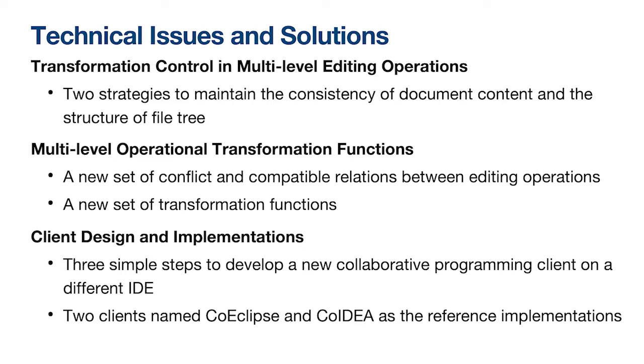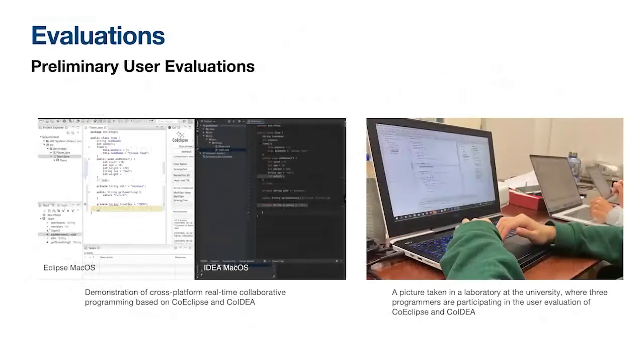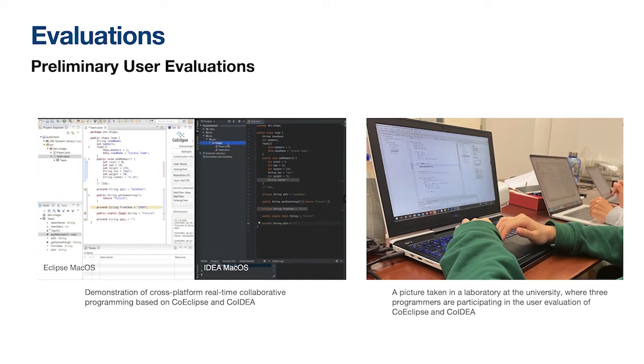We have implemented two clients named co-Eclipse and co-Idea as reference implementations based on the Eclipse and the IntelliJ IDEA platforms respectively. They can support the whole workflow mentioned before. This short animation demonstrates the process of cross-platform real-time collaborative programming based on co-Eclipse and co-Idea. The co-Eclipse and co-Idea prototype implementation have confirmed the feasibility of cross-platform real-time collaborative programming based on the CP-Roof framework.